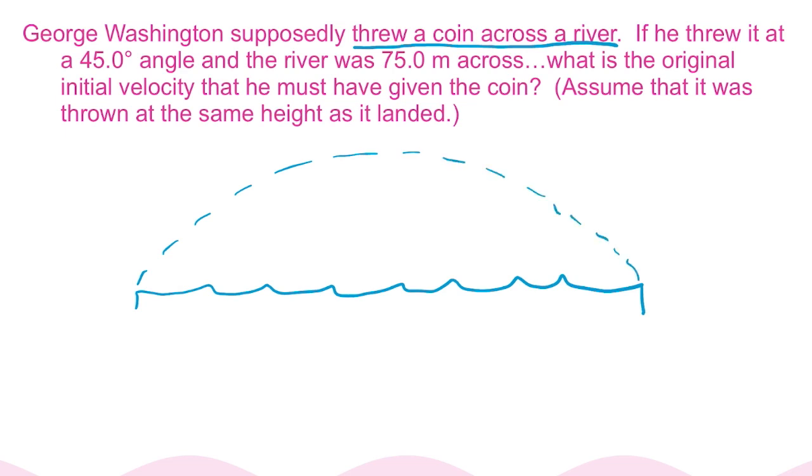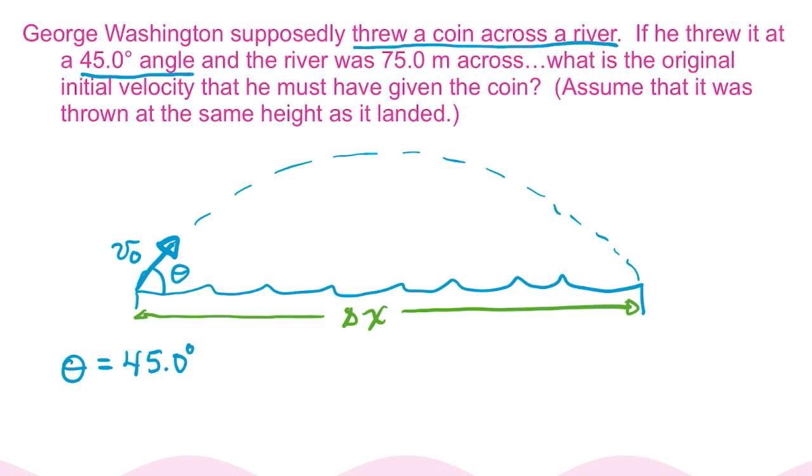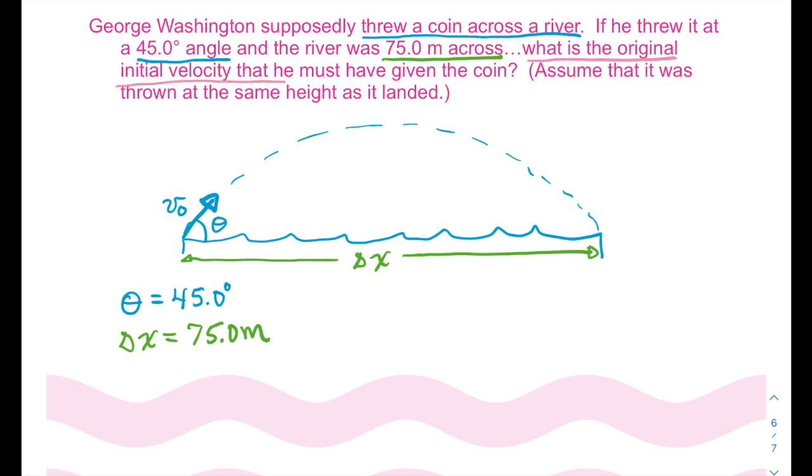All right, so I'm going to sketch in the initial velocity and draw in the angle, which I can identify. That was one of my givens. So I was given the angle, but I wasn't given the initial velocity because that's the thing we're looking for in this problem. All right, and that's 75 meters across. That's my change in x that I was given, or my range. And I will identify what I'm looking for. I'm looking for the initial velocity that the coin was given.